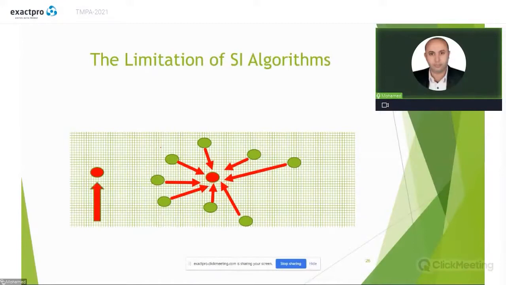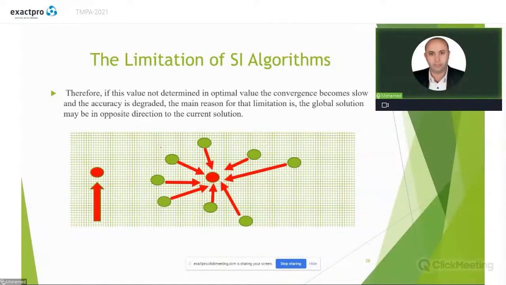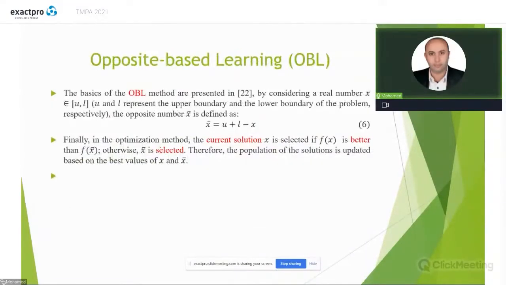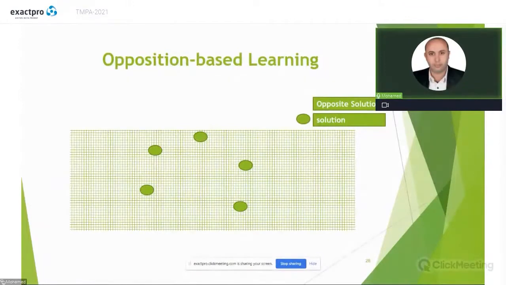To solve this limitation, we can use opposite-based learning techniques, which depend on equation number 6. It depends on the lower and upper bounds and the current solution. The main point is to find the opposite direction for the current solution, and then determine whether the current one is better or the opposite one is the best. This can help in selecting the initial population.